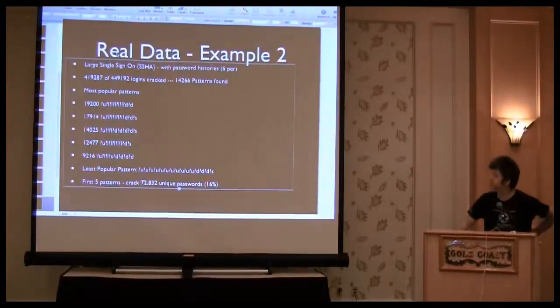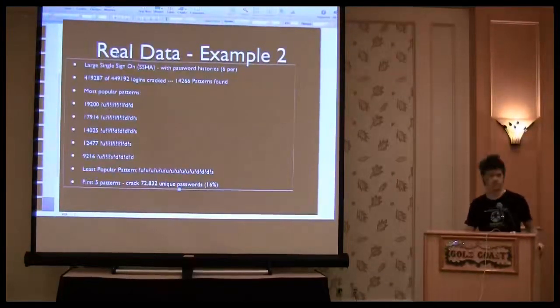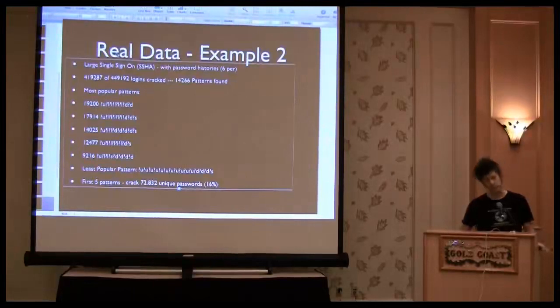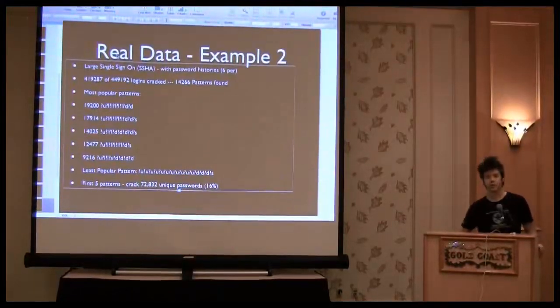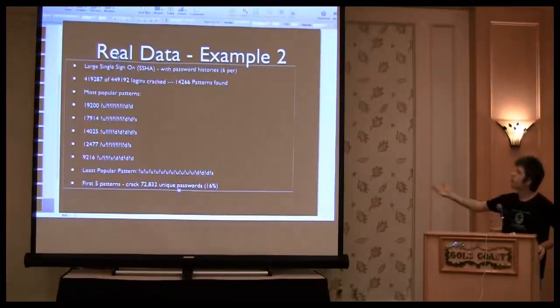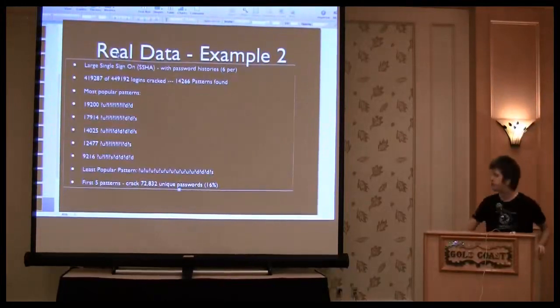This is another example. This is a large single sign-on. Not NTLM, salted SHAs. Slow as dirt to crack. Could be worse, could be better. Now, they had password history, 6 per each one. Well, that is just pure data, which is great for me. It is 449,000 real people, so a big company. And we got almost 420,000 of them cracked in a certain amount of time.